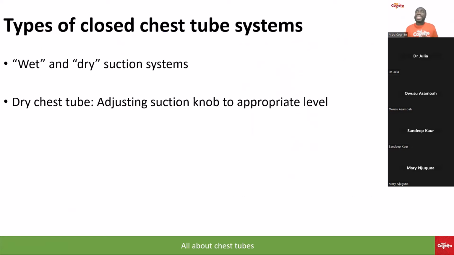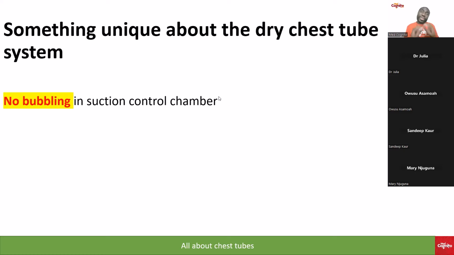Now, there are two types of chest tubes so far as the systems are concerned. We have what we call the wet chest tube, and we have what we call the dry chest tube. The wet chest tube is what we've been discussing because it has a water component to it. The dry chest tube, they create that negative pressure in the pleural space by adjusting a knob. So that one is just adjusting a knob to withdraw the pressure so that the negative pressure in the pleural space can come back again. So with the dry chest tube, you are not expecting any bubbling. With the wet chest tube, you're expecting bubbling.